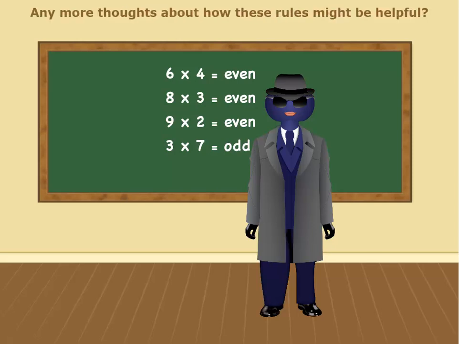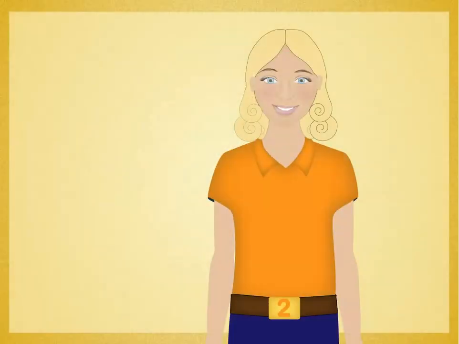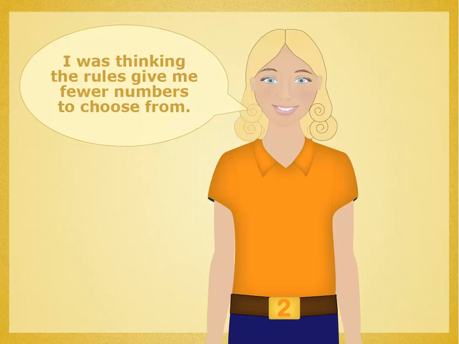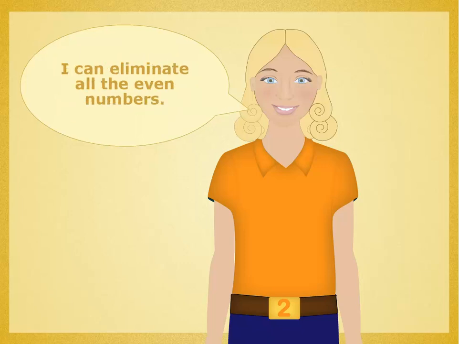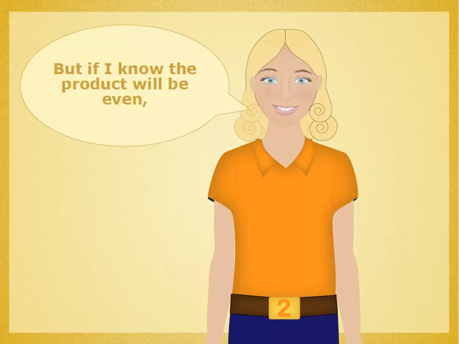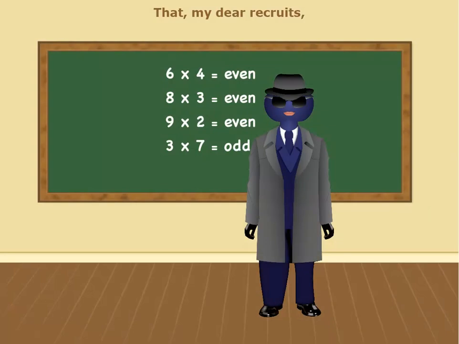Any more thoughts about how these rules might be helpful? Take your time and think about it. I was thinking, the rules give me fewer numbers to choose from. For example, if I know the product will be odd, I can eliminate all the even numbers. But if I know the product will be even, I can get rid of all the odd numbers. That, my dear recruits, is a perfect example of how these rules can help you. They may not give you the product, but they will most certainly get you closer by narrowing down the possibilities. Let's just take a look at a few examples that will help us understand why these rules work.